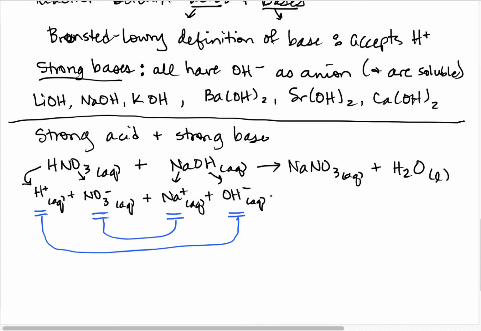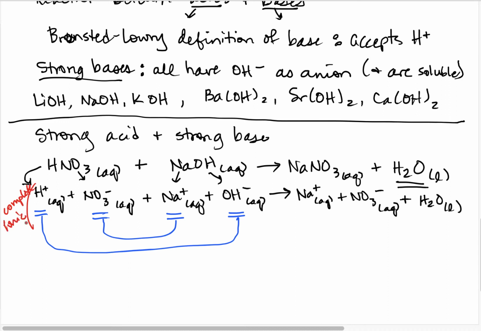Okay? So when we look at this from a total ionic equation standpoint, we're going to separate the soluble ionic compounds. That's sodium nitrate. But we already said with precipitation reactions that if we have a solid, or if we have a pure liquid, or anything that is not a soluble ionic compound like this one, we're just going to leave it alone. So this is our complete ionic equation for this reaction between a strong acid and a strong base.